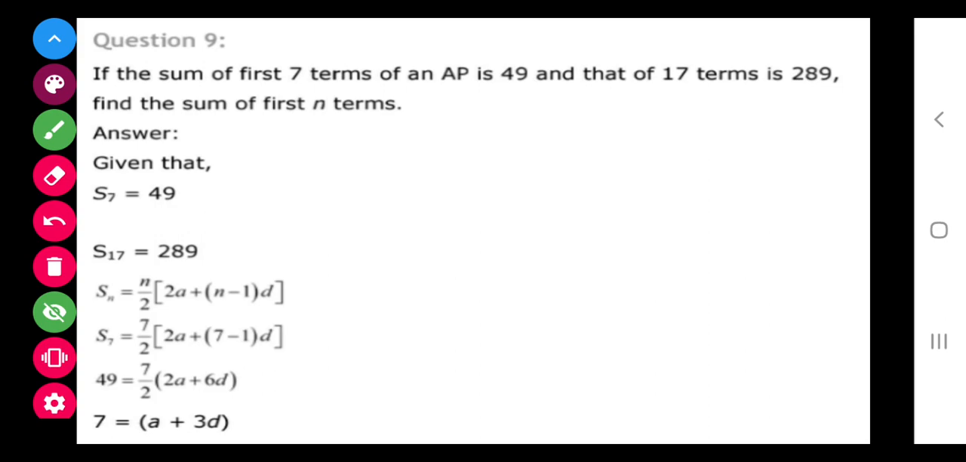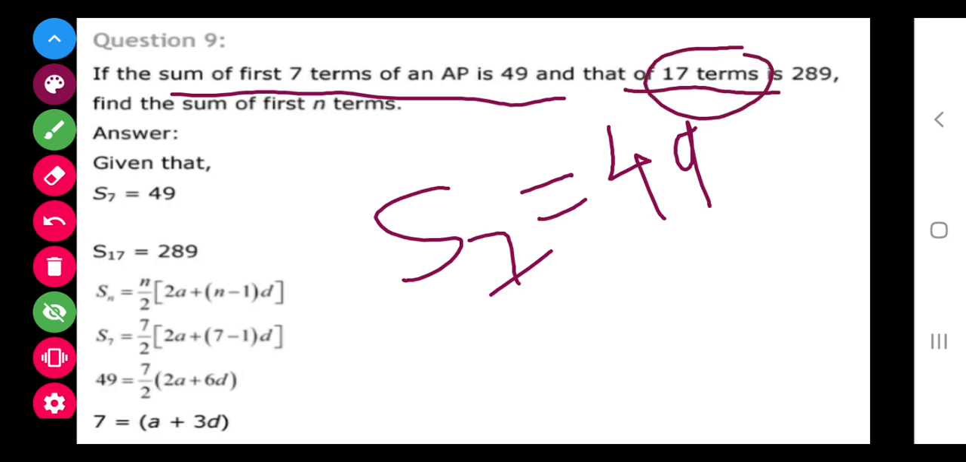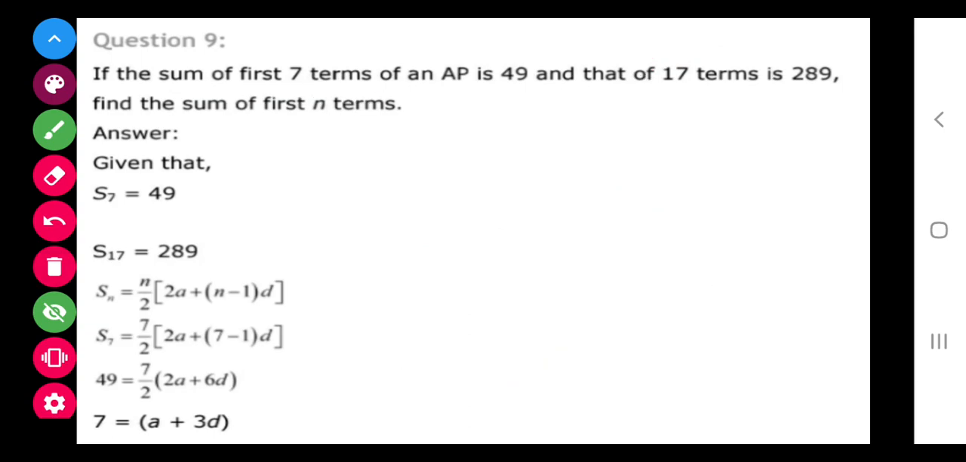Now class, the last question of the day. In this it is given S7 is equal to 49. This statement says the first 7 terms, and the sum of 17 terms is 289, meaning S17 is also given as 289. So class, what we will do, we will apply the formula of S7. We will put the value of S7 here.